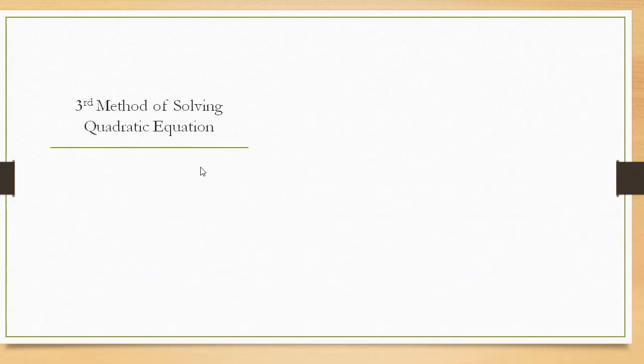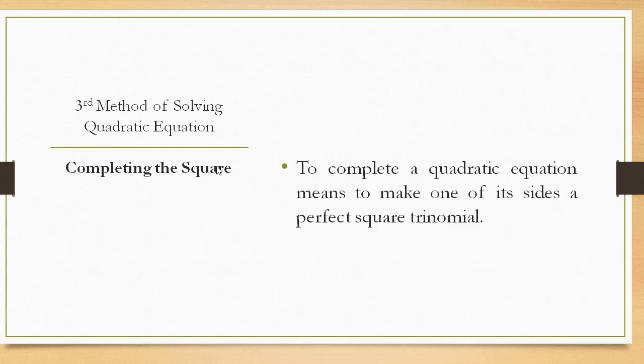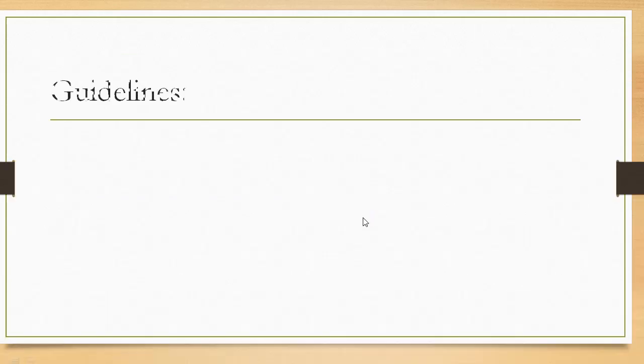So the third method, first atong i-discuss sa ato ang video, mao ang completing the square. So to complete a quadratic equation means to make one of its sides a perfect square trinomial. So unsa man ang perfect square trinomial? So i-discuss nato na diri sa ato ang video. So there are guidelines or steps unsaon pag solve gamit ang completing the square method.